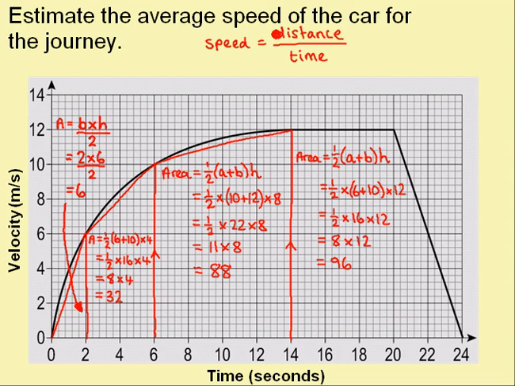So remember, I'm trying to find the total distance travelled, and that's the total area. To do this, I add all of these together. I get 222. To find the speed, I need to divide this by the time. The time is 24. Using a calculator, I get the answer 9.25, and the units for this will be meters per second.